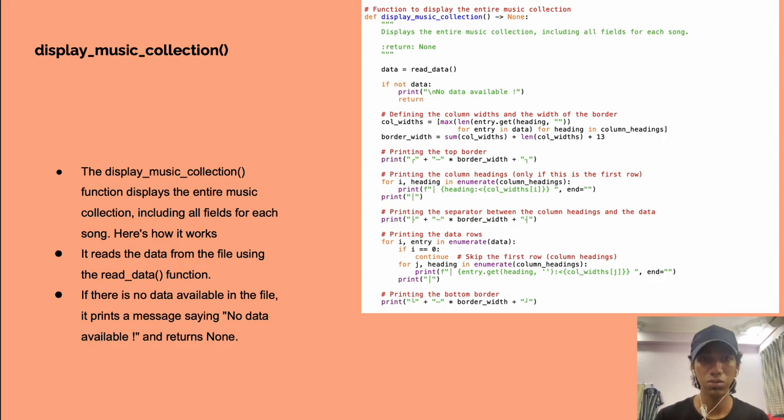Next, we're going to talk about the explanation of the display music collection function. The display music collection function displays the entire music collection, including all fields for each song. Here's how it works. It reads the data from the file using the read data function. If there's no data available in the file, it prints a message saying no data available and returns none.